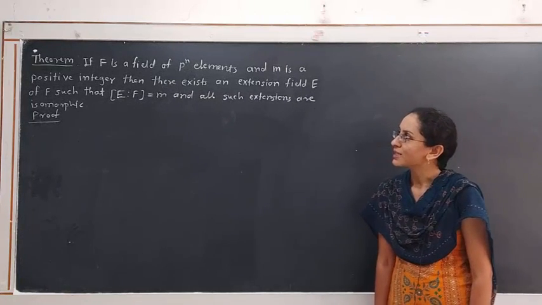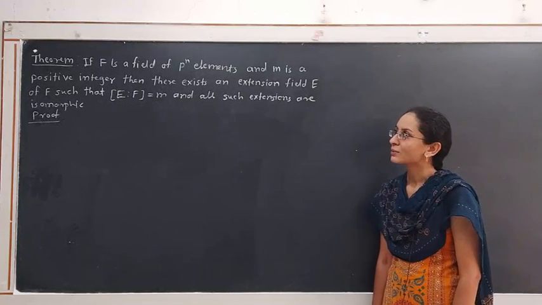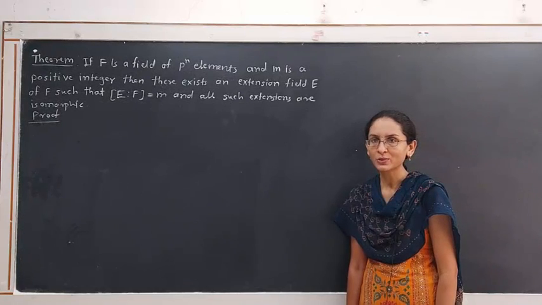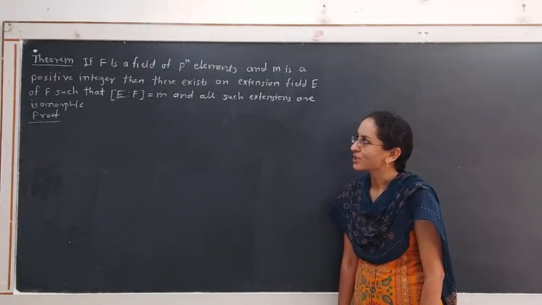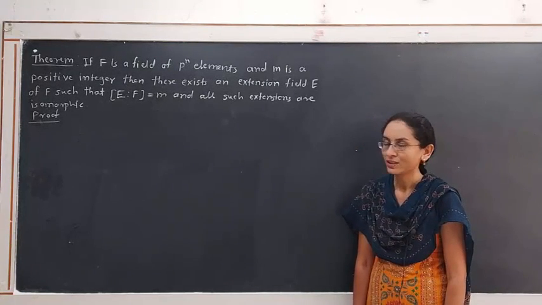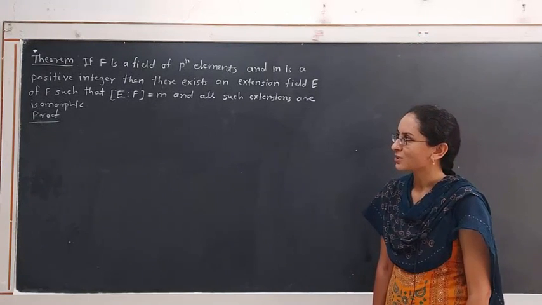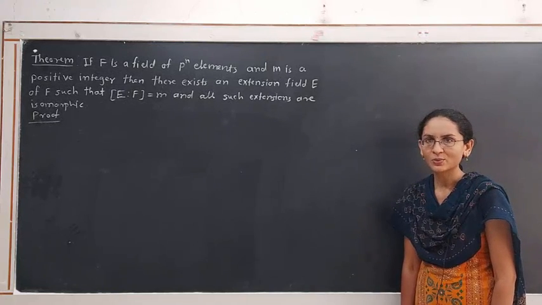F is a field with p raised to n elements and m is a positive integer. It is given that F is a finite field of p raised to n elements, where p is a prime number and m is a positive integer. Then there exists an extension field E of F, where the degree of extension of E over F is m, and all such extensions are isomorphic.